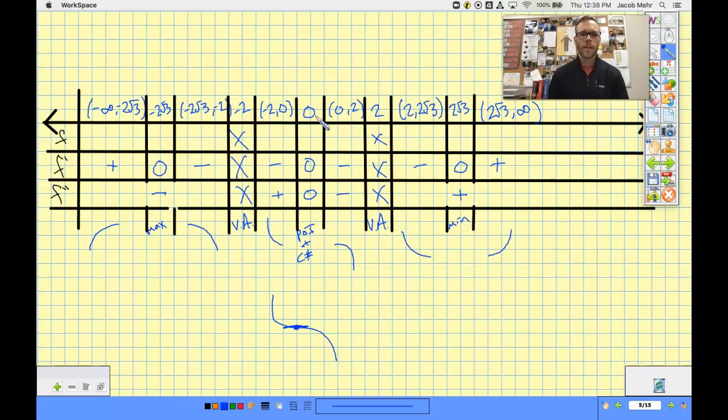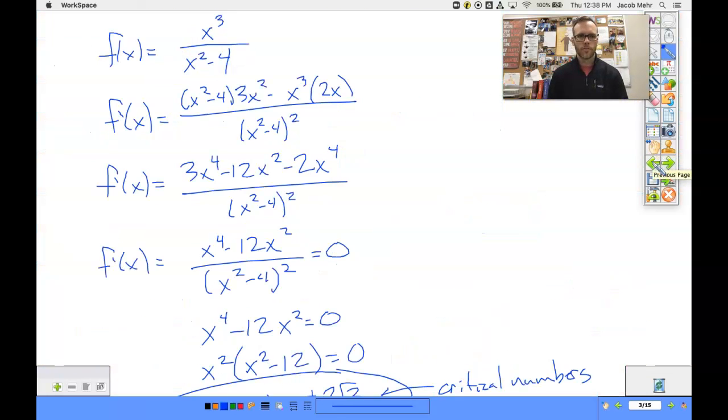Now the only other thing that I would like to put in this are some y values. I want to know, what is the y value of the max? What is the y value of the min? So I'm going to substitute negative 2 root 3. I'm also going to substitute this point of inflection. I want to know what that y value is, and 2 root 3. So I'm going back to f, the original function. Right here, I'm going to put in 2 root 3.